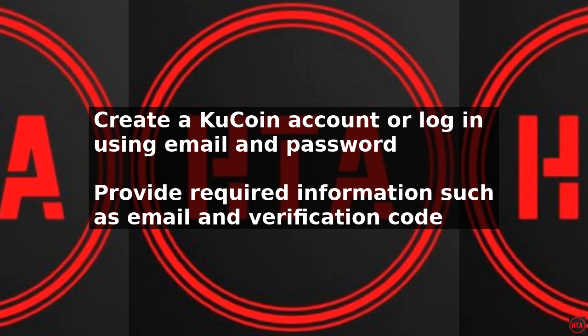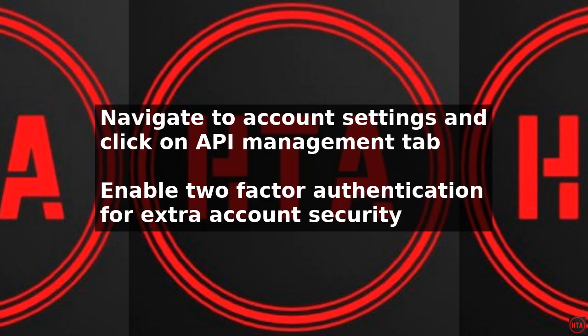Once logged in, navigate to the Account Settings section, typically found at the top right corner of the page. Click on the API Management tab, where you will find the option to create a new API key. Before creating the API key, make sure to enable two-factor authentication to add an extra layer of security to your account.